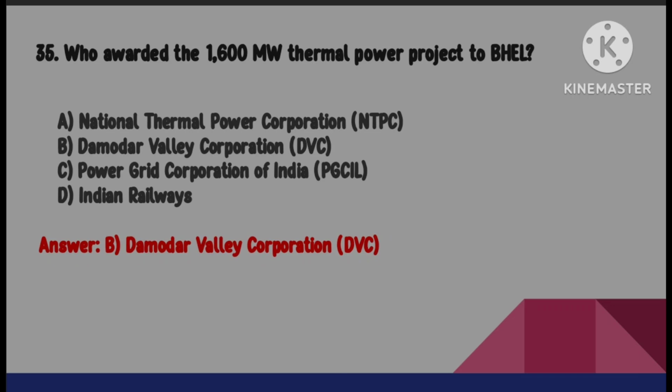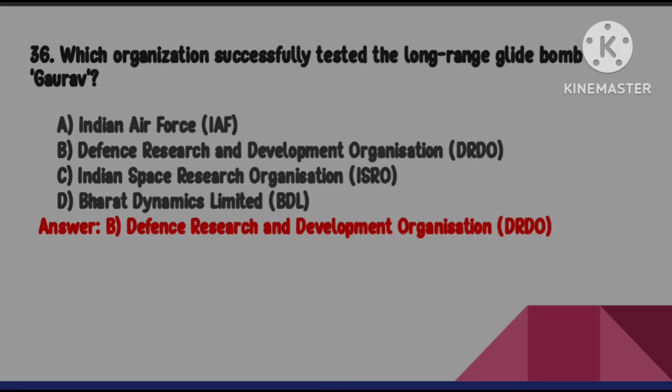Option A. National Thermal Power Corporation. Option B. Damodar Valley Corporation. Option C. Power Grid Corporation of India. Option D. Indian Railways. And the right answer is option B. Damodar Valley Corporation. And the next question is, which organization successfully tested the long-range glide bomb Gaurav?